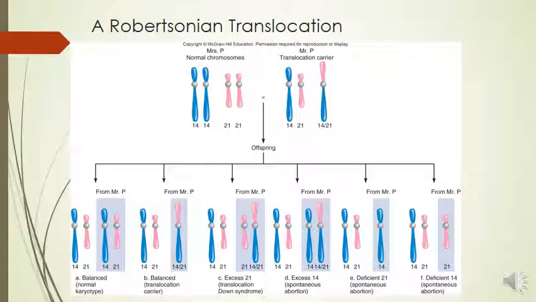B, a sperm carrying the translocated chromosome produces a child who is a translocation carrier like Mr. P. C, if a sperm contains Mr. P's normal 21 and his translocated chromosome, the child receives too much chromosome 21 material and has Down syndrome. D, a sperm containing the translocated chromosome and a normal 14 leads to excess chromosome 14 material, which is lethal in the embryo or fetus. If a sperm does not have chromosome 21 as in E, or 14 as in F, a monosomy results, which is lethal prenatally.